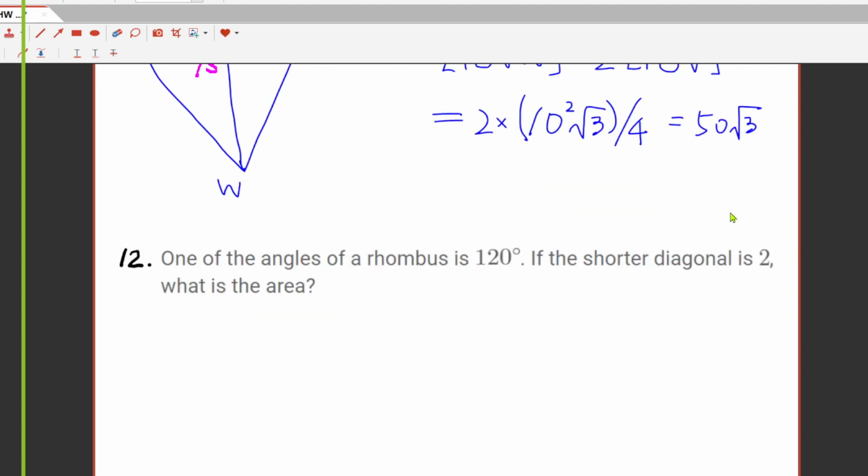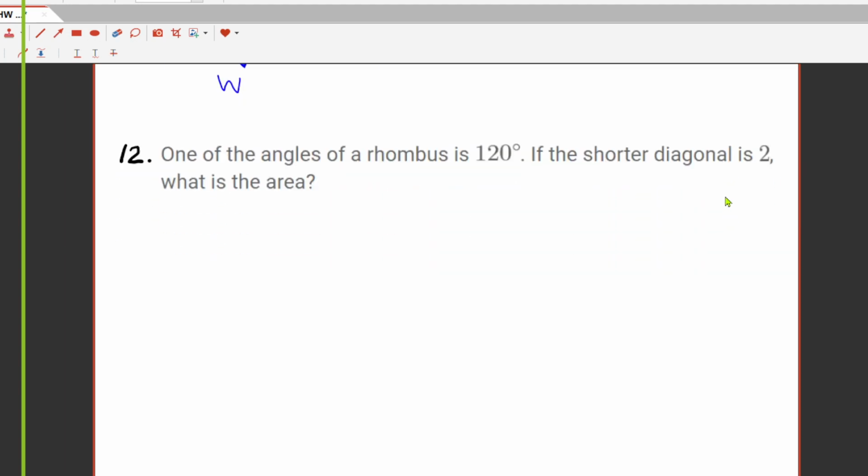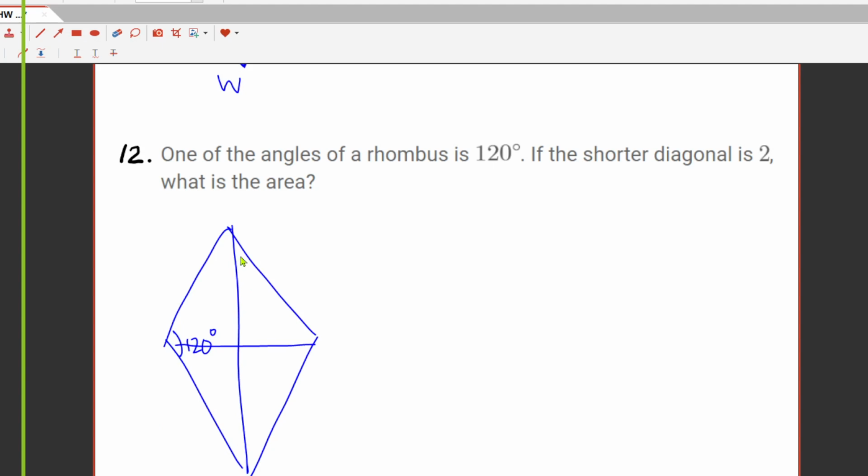And next one is actually very similar to question 11. It says one of the angles of the rhombus is 120 degrees. So let's suppose this obtuse angle here is 120 degrees. And it says the shorter diagonal is 2, which means this one has length 2, right? Therefore we know this length is 1, this length is 1. And we also know this angle here is 60 degrees, right?